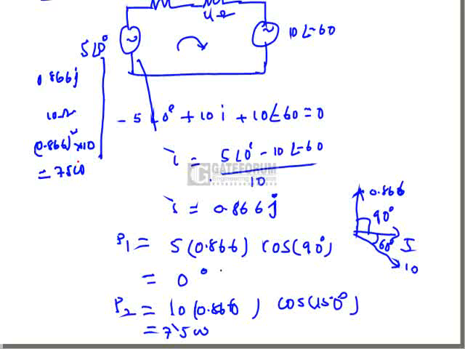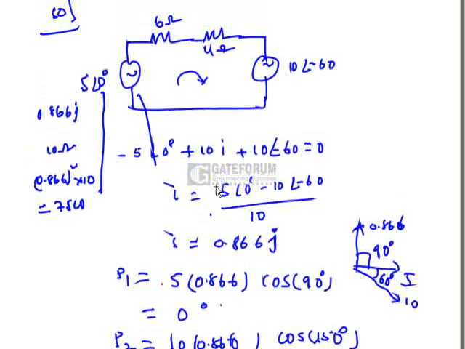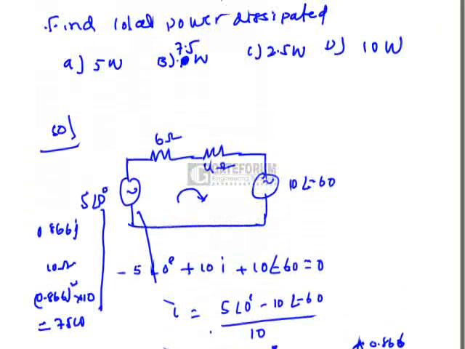Now we can do another way also. If you sum up P1 and P2, then we will get 7.5 watts. That means always in the network, the total power generation is nothing but the total power consumption. So we can find out the total power with the help of the voltage sources, or we can find the current, then we can find out the loss, or we can say the total power consumed, that is 0.866 whole square into 10 watts. So the option is 7.5 watts. So we have to go for option B.